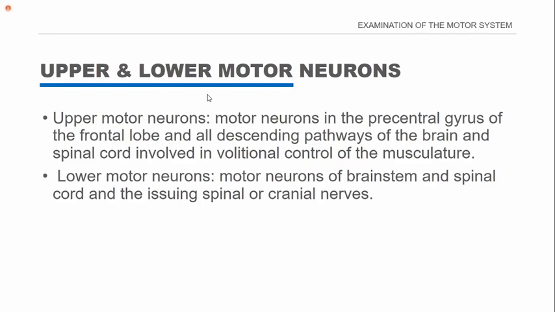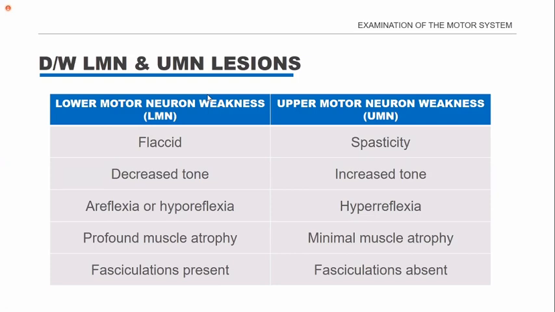Upper motor neurons are in the precentral gyrus of the frontal lobe, and in all the descending pathways of the brain and spinal cord involved in voluntary activity of the muscles. They are upper motor neurons. Lower motor neurons are brainstem and spinal cord neurons, and they issue cranial and spinal nerves. How you differentiate is also known to all of you.